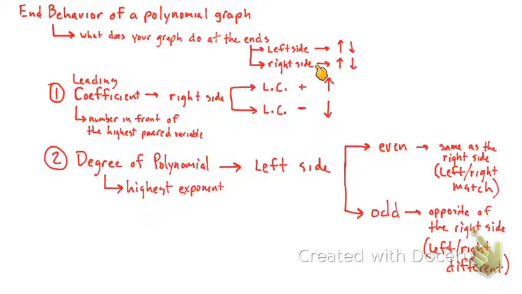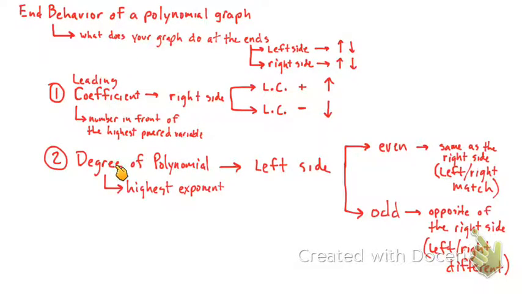Okay, how do we answer it? We look at the function, the leading coefficient, the number in front of the highest powered variable. If it's positive, then my right side is going up. If it's negative, then my right side is going down. Once we have established the right side, then we look to the degree.